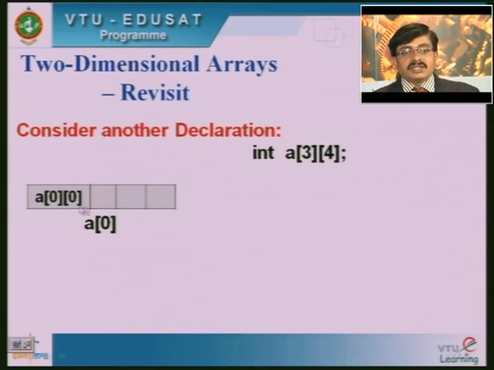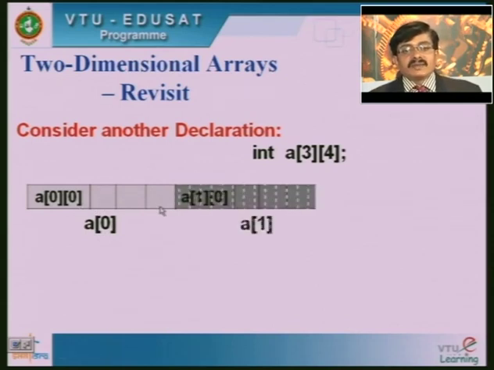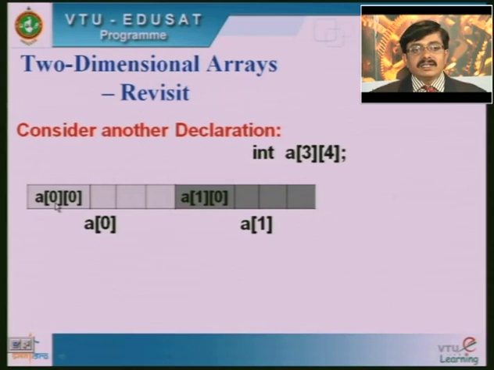Each row will have 4 elements: 0, 0, 0, 1, 0, 2, 0, 3. Immediately the 0th row is followed by the elements of the first row. So here we start with the index 1. When the first index is 0, it means it is the 0th row elements. When the first index is 1, this is the first row elements. Again we have 4 columns, so that is 4 elements: a of 1, 0, a of 1, 1, a of 1, 2, and a of 1, 3.